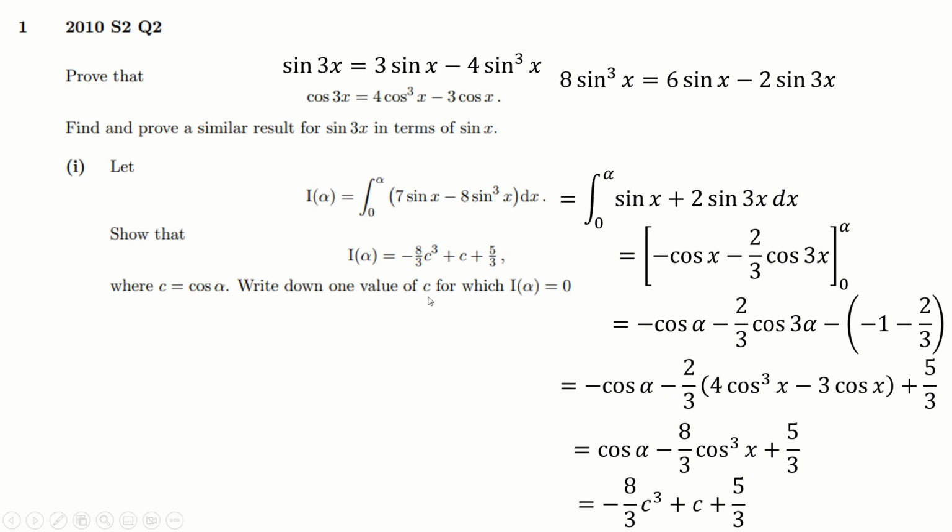Write down the value of C for which I of alpha is 0. Well, I of alpha is 0. This isn't the easiest thing ever to solve, but you could just look at it and go, well, if C was 1, then minus 8/3 plus 1 is minus 5/3, is it? Plus 5/3 is 0. Amazing. You could also just argue that from the basis that if you want the whole integral to be 0, you could integrate between 0 and 0, thus choosing alpha as 0. Either way, C is 1 or alpha is 0. Alpha is 0 causing C to be 1 is really what they want you to say. But yeah, that's all good.